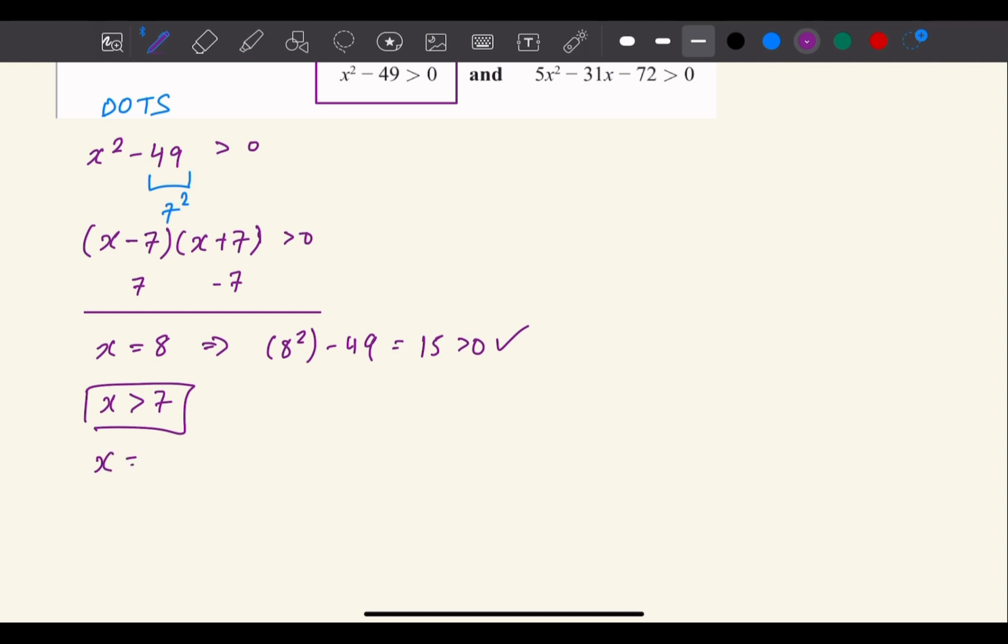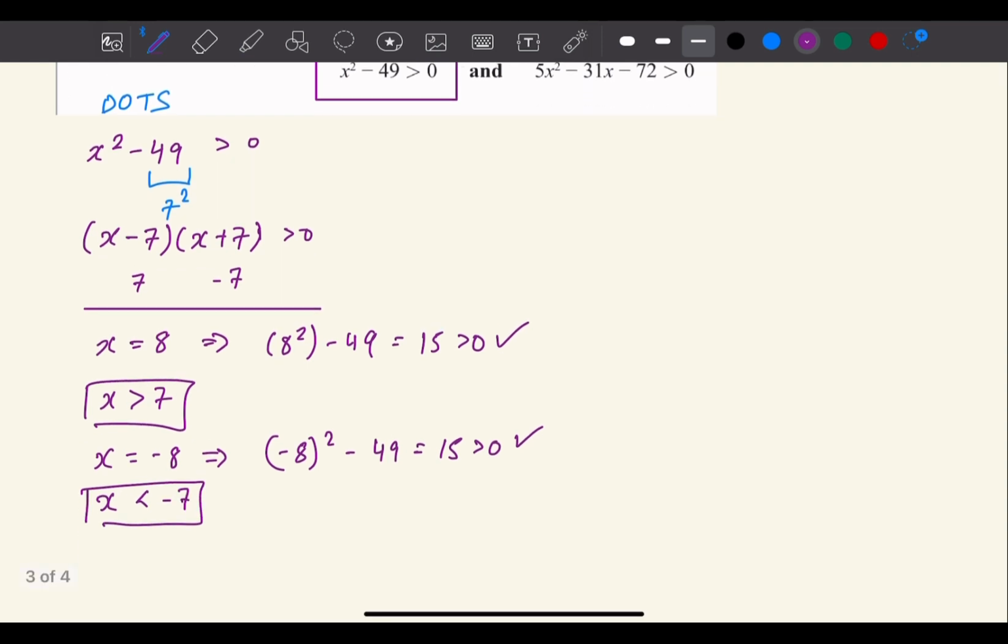But we could check that. For example, x is equal to minus 8. It means minus 8 squared minus 49 is equal to 15 again. It's greater than 0. That's correct. So the other solution is x is less than minus 7.